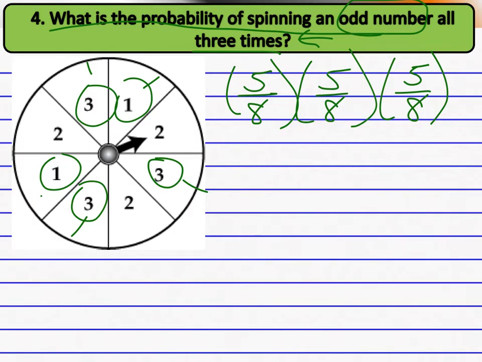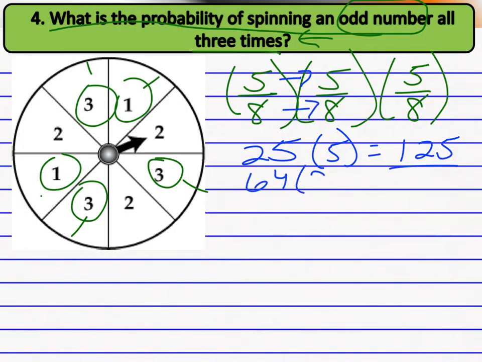Now, I can't simplify those, so I just go ahead and multiply straight across. 5 times 5 is 25. 25 times 5 again gets you 125 on top. 8 times 8 is 64. 64 times 8 gets you that number on bottom. So let's do the math. 64 times 8, that's a 32. 48 plus 3 more is 51. That's 512.